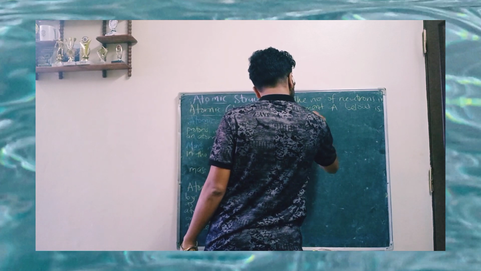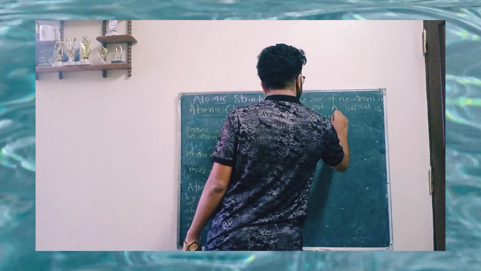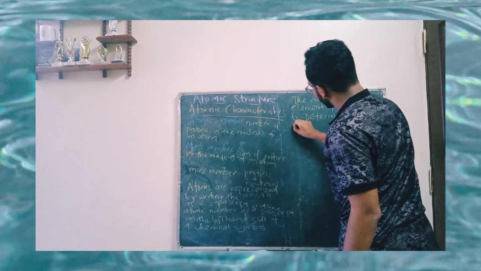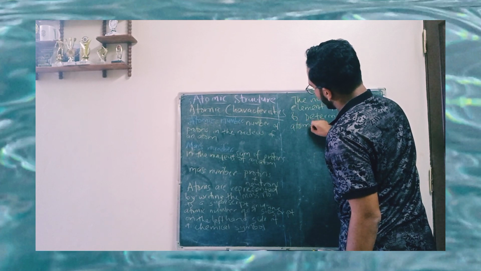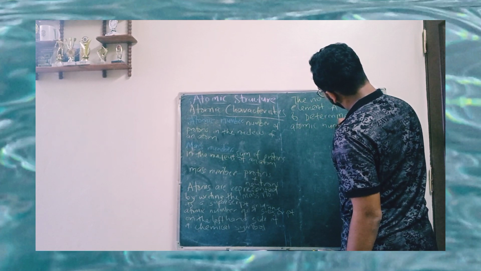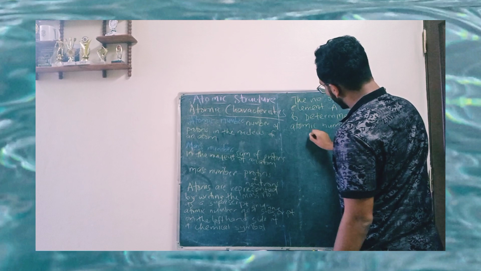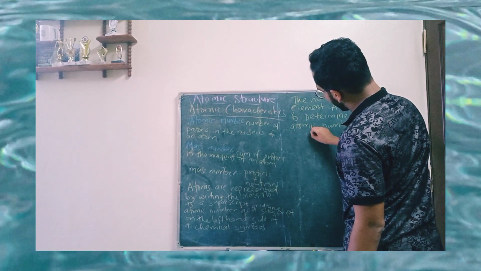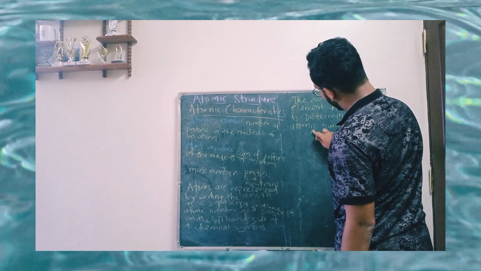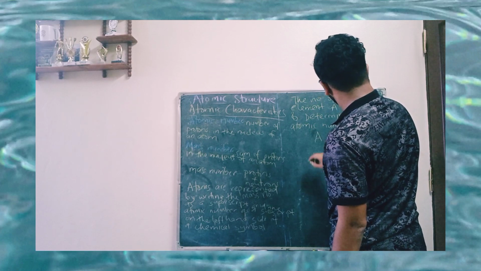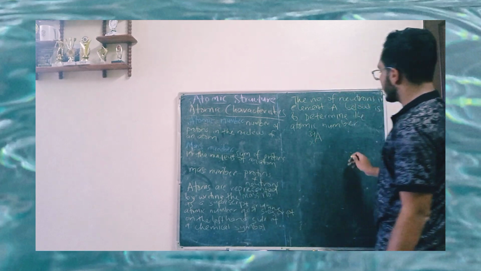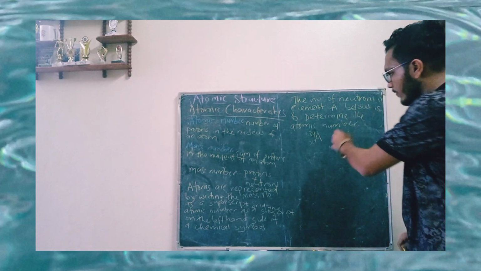Determine the atomic number. A is 39 and X. Determine the atomic number, which is the value of X.